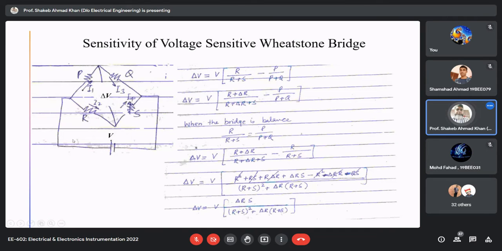Yes, your resistance values mean the specification of these resistances, including the sensor. If you are putting a sensor here, it will have its power rating also. So you have to consider their power rating also, and the power rating will define the maximum current that can flow through these resistances.